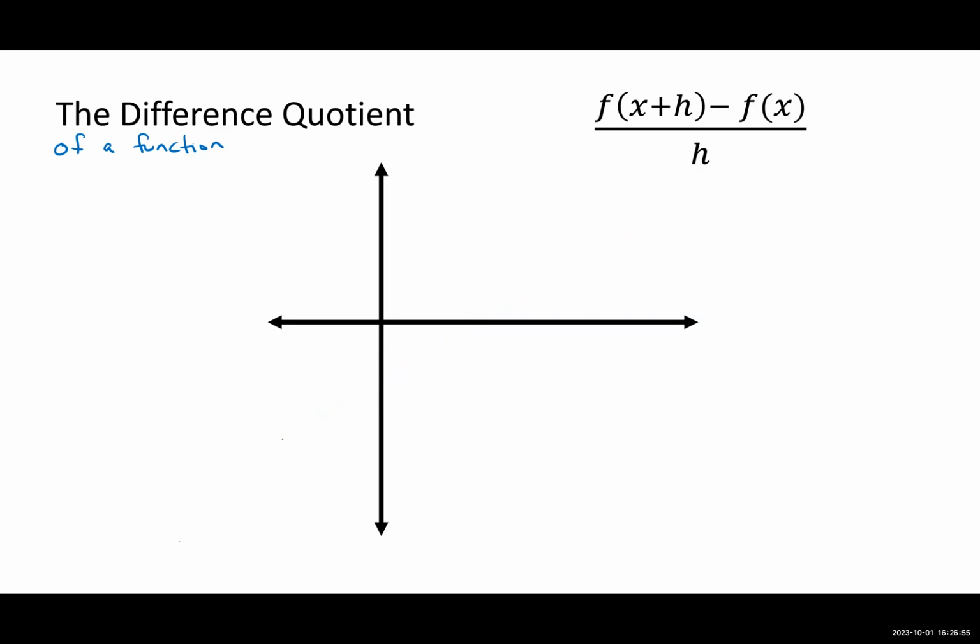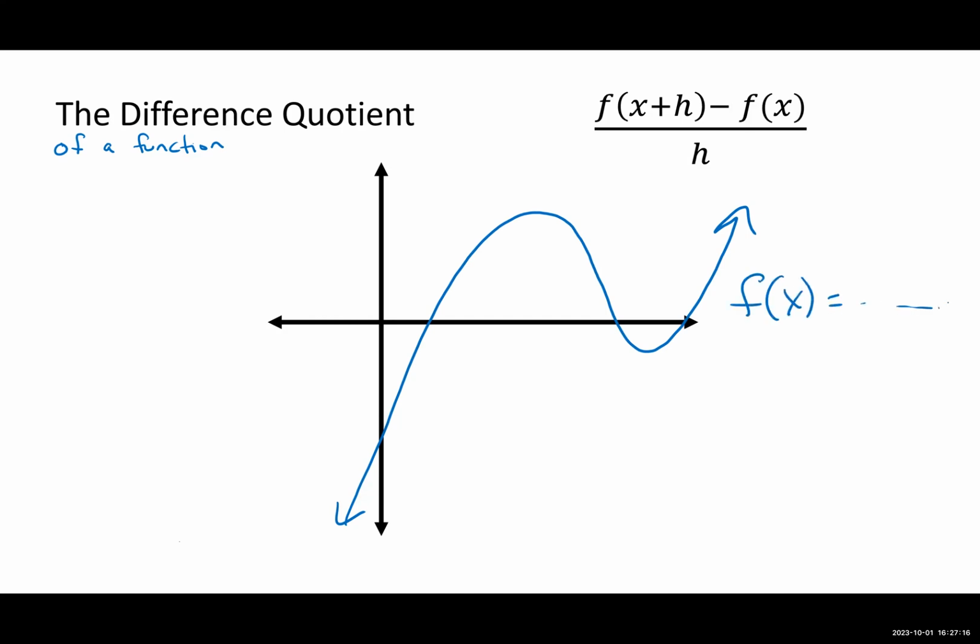So let's say we've got something like that. We don't need an equation for this. We don't need f of x equals something that's going to be maybe a cubic function, but it doesn't matter what the function is. So this is obviously not a straight line.